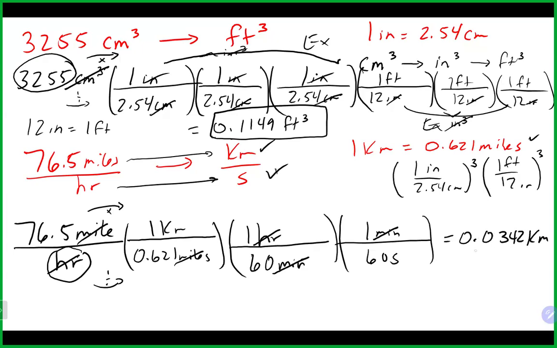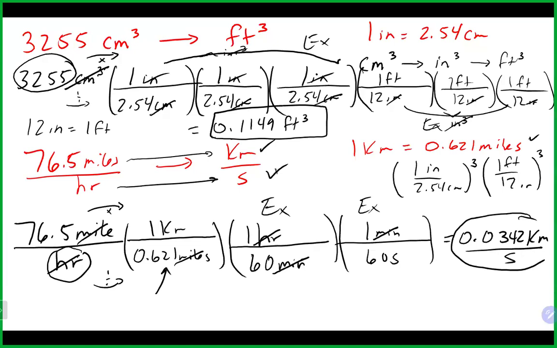We do have 2 units. The number always stays with the top unit. The bottom unit is assumed to be 1. So 0.0342 kilometers per second. In terms of significant figures, exact number, don't have to worry about it. Exact number, don't have to worry about it.